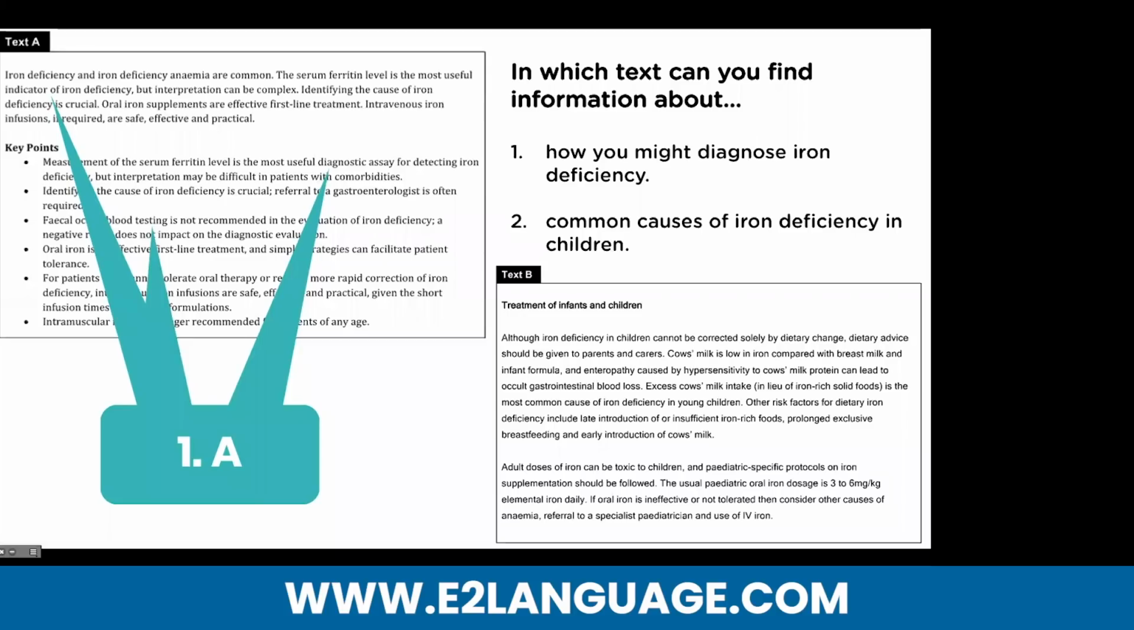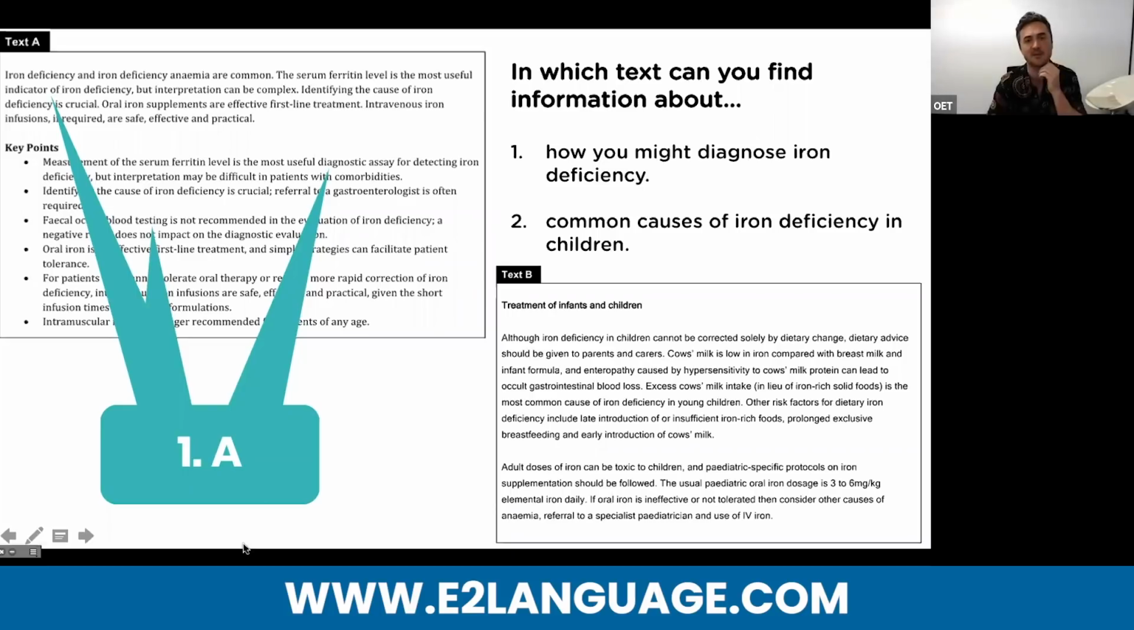Okay, it's definitely not text B. Text B is not about diagnosing iron deficiency. Okay, now just obviously what we're doing here is a simplified version because we're only looking at two texts. So on test A, you're going to have to be dealing with 4 texts. So it's going to be, well, twice as challenging perhaps.